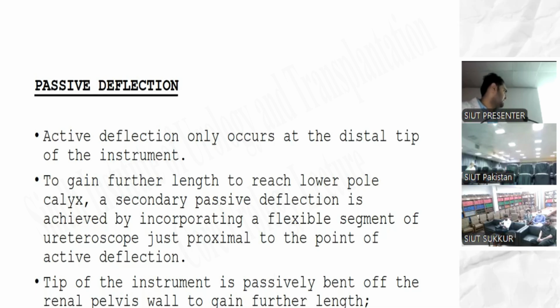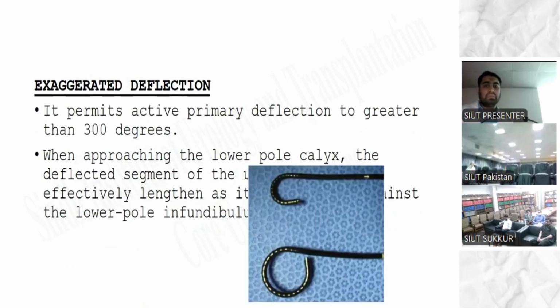And the tip of the instrument passively bends off the renal pelvis to gain further length. It is difficult to maneuver in a dilated pelvis. Now, what is an exaggerated deflection? It is again a type of active deflection. Once we have deflected the tip of this flexible URS, if we want to further approach the difficult area, we should have a 300 degree rotation of the tip of the URS, and this is known as an exaggerated deflection, a type of active deflection.